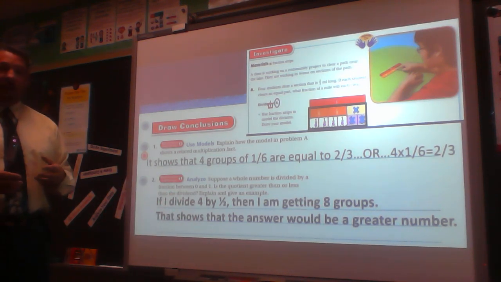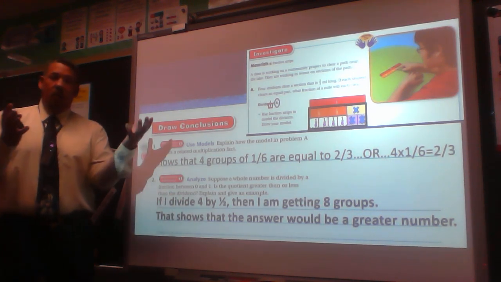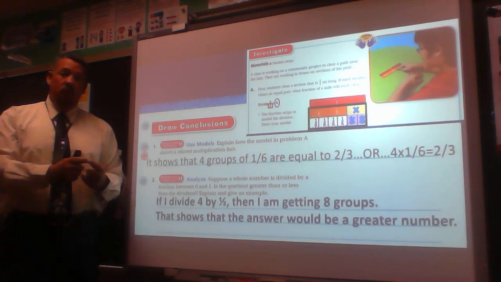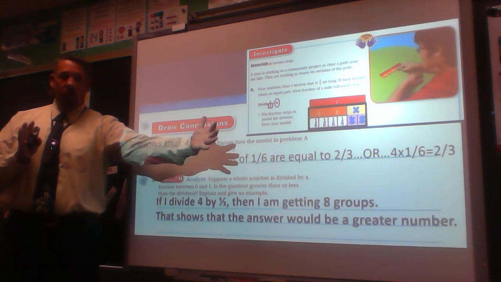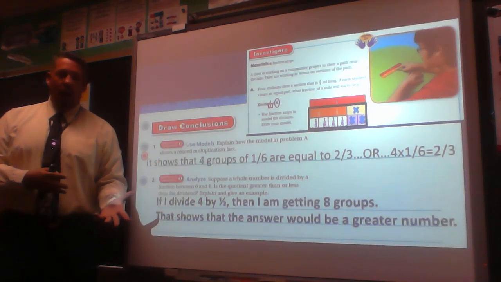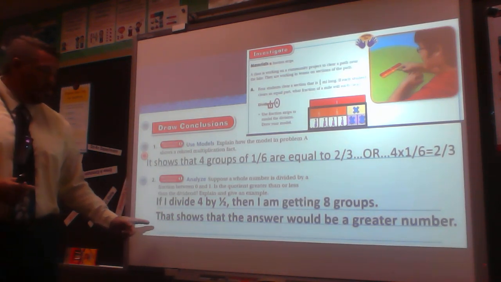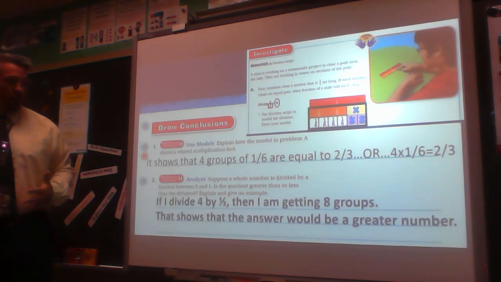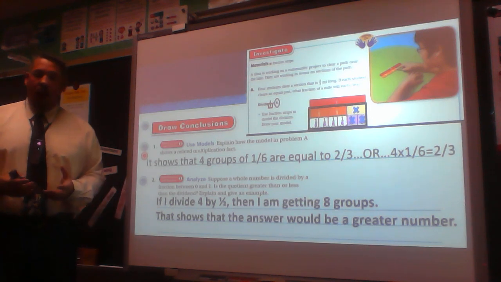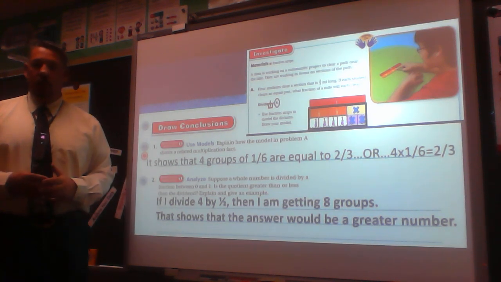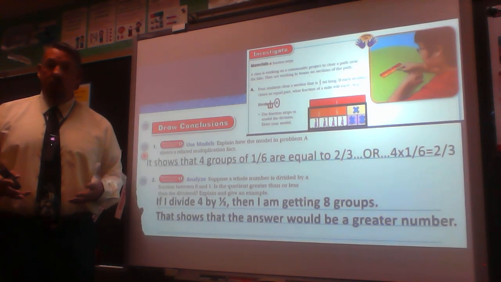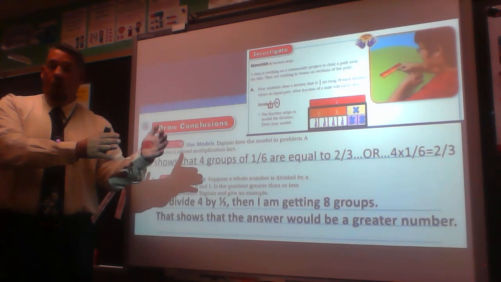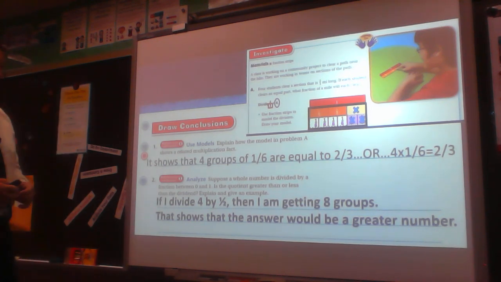then I'm getting 8 different groups, right? Because I'm taking a large number and I'm dividing it into little itty bitty pieces. Well, those number of pieces has to be larger than my original number that I had. So anytime that I do that, I am going to show that my answer, my quotient, is going to be greater than the actual dividend, the number on the inside, that I was dividing into groups. Because when I divide, I put it into smaller groups than my original whole that I started with.